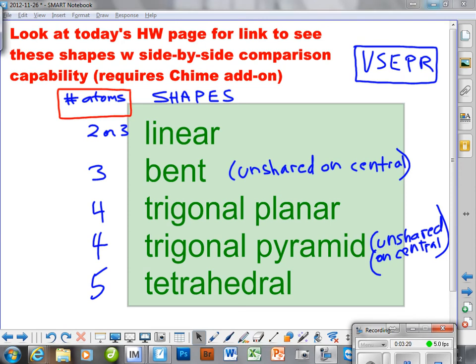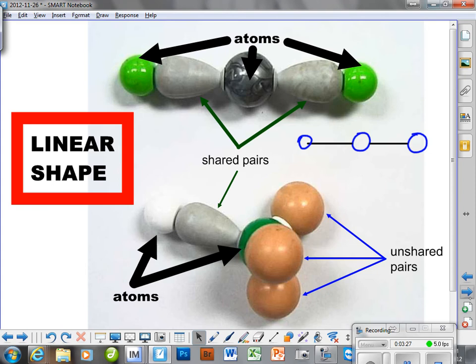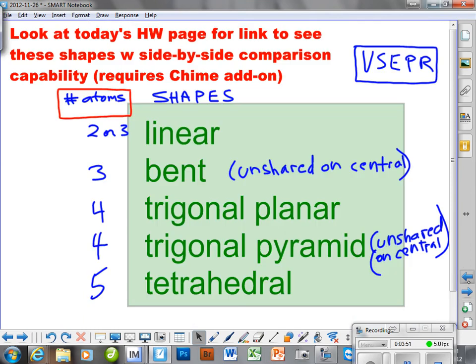So let's go ahead and continue with the shapes that I did show in class. They were actually molecular models, for lack of a better word. And I'm showing here the linear, and these particular models show unshared pairs, which the other model kit, or the other side-by-side comparison online that I showed you, does not have. So, by the way, looking for that model thing side by side, that will be on today's homework page.